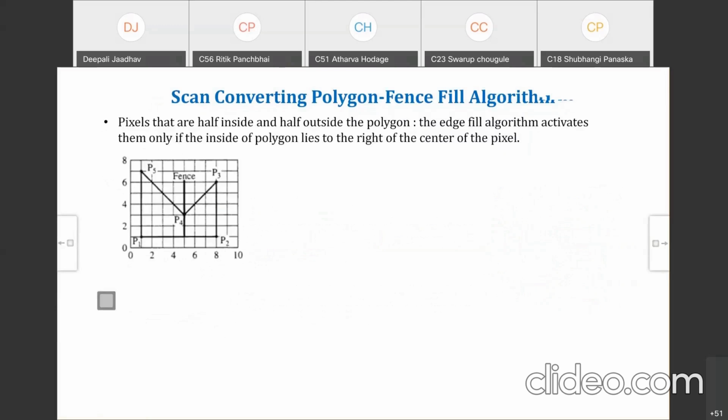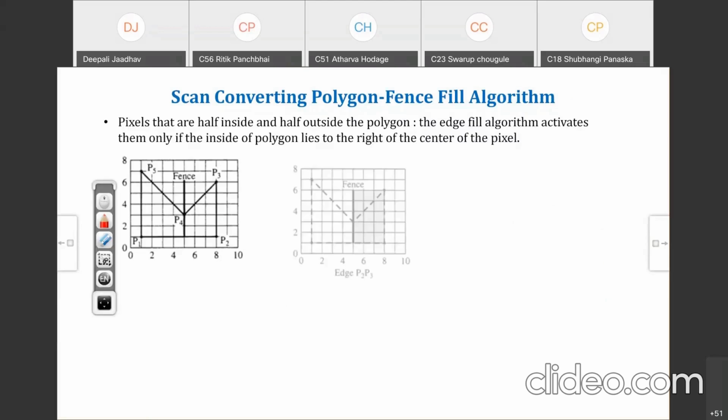Okay, so the fence fill algorithm: pixels that hop inside or outside the polygon are activated only if the inside of the polygon lies to the right of the center of the pixel. So we will see it with an example. This is the example we are going to consider here.